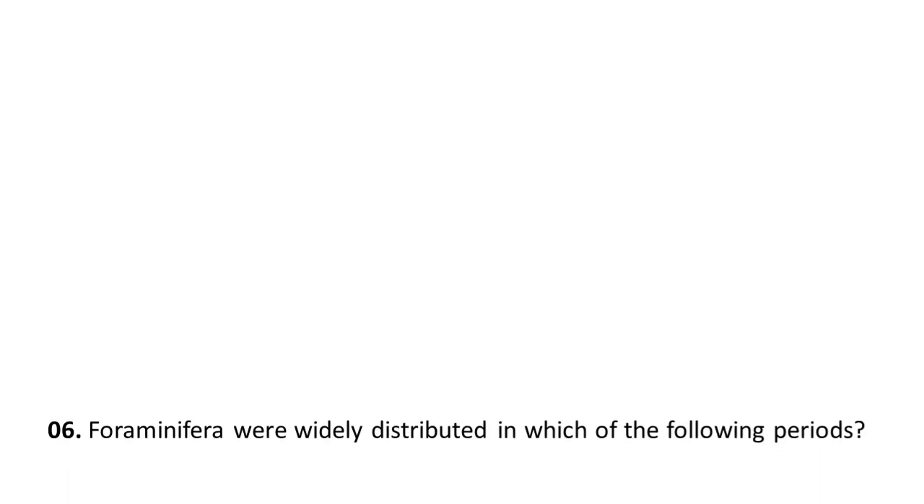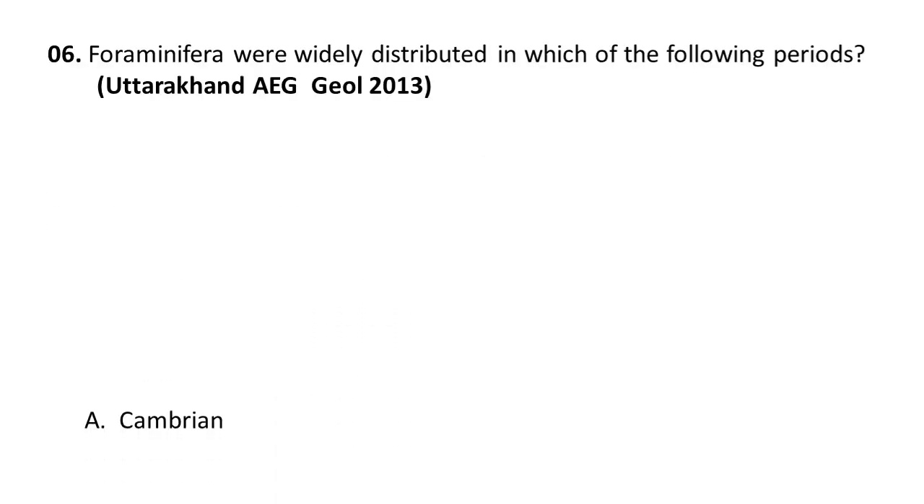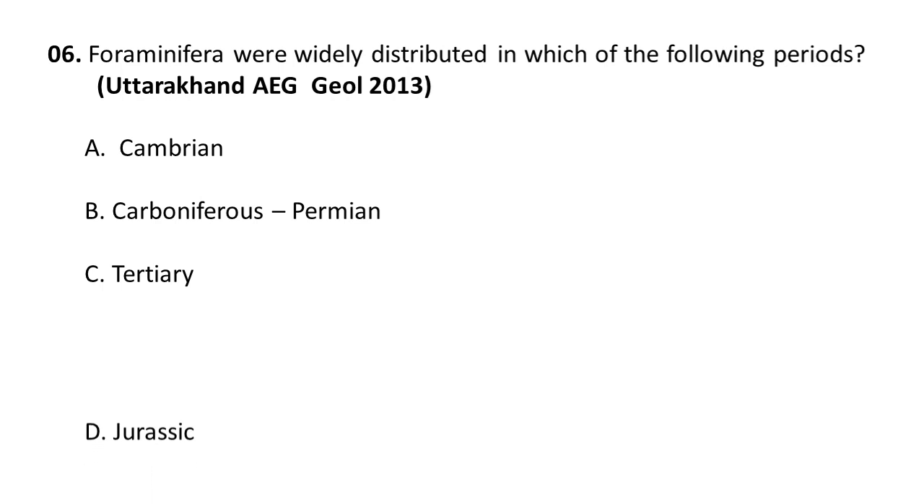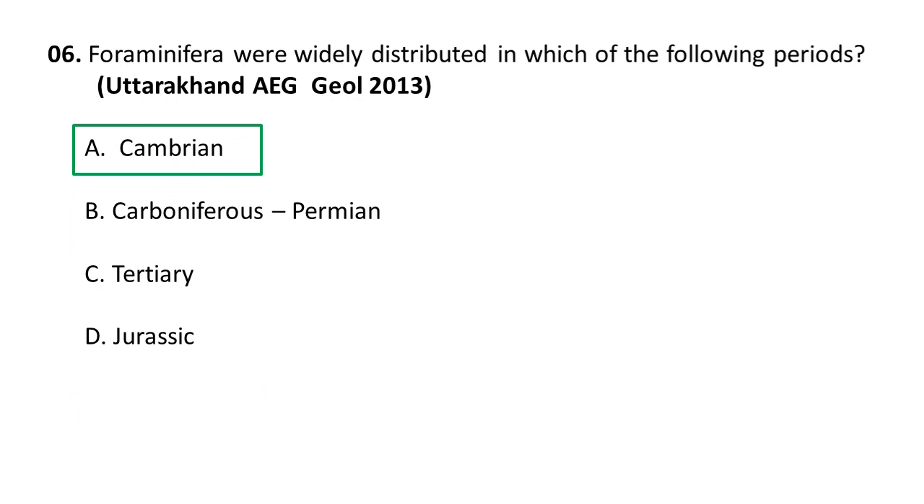Next question. Foraminifera were widely distributed in which of the following periods? Choices are A. Cambrian, B. Carboniferous to Permian, C. Tertiary and D. Jurassic. Foraminifers were widely distributed in the Cambrian. The earliest multi-chambered foraminifera are agglutinated species that appear in the fossil record during the Cambrian period. So, A is the correct option.